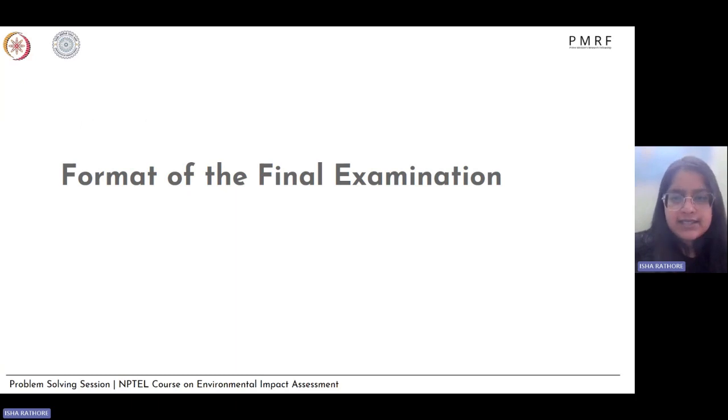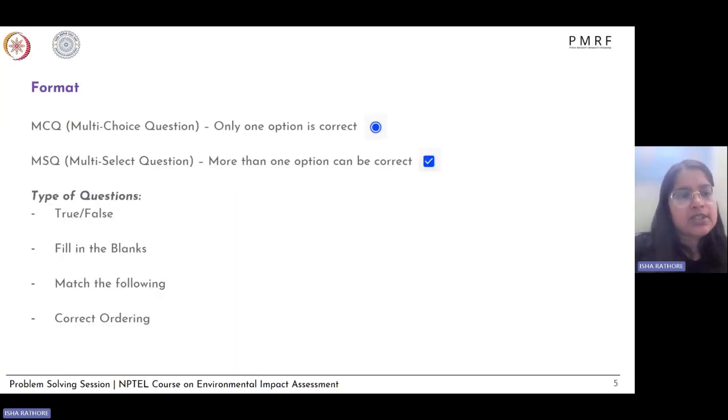So the format of the final examination is such that you will get MCQ or MSQ questions. So you will either have multiple choice questions or multi-select questions. In multiple choice questions, or MCQs, there is only one option which is correct, and you can only select one option from the others. Whereas in the MSQ, the multi-select question, more than one option can be correct, and this will be indicated. They will be written as multi-select questions, and instead of radio buttons, you will have checkboxes, so you can select more than one option.